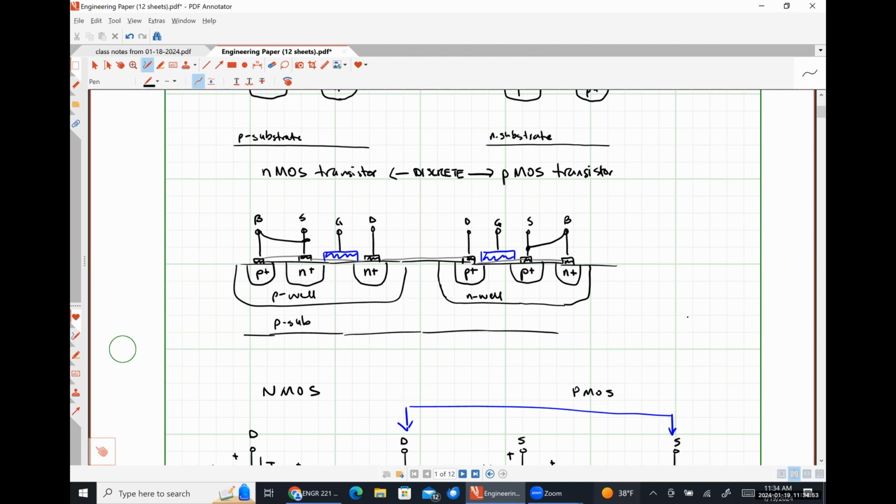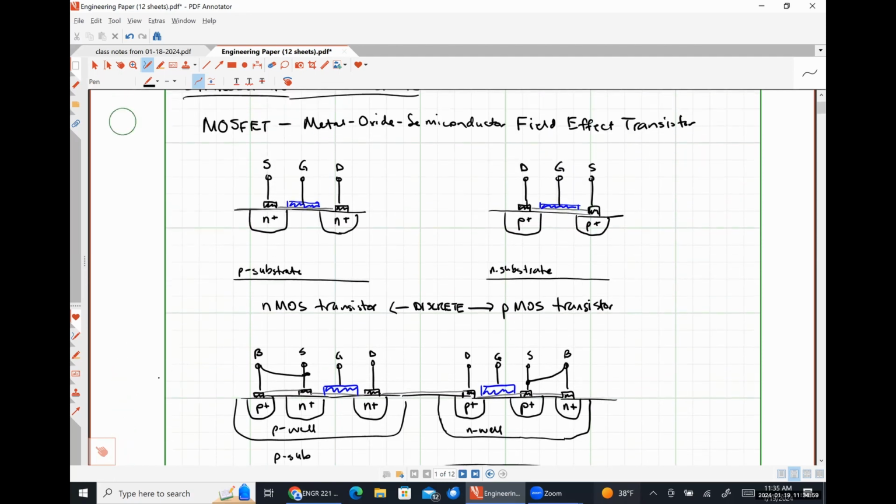Okay. Now going back to the MOS, why do we not have plug that body? The one we just did.